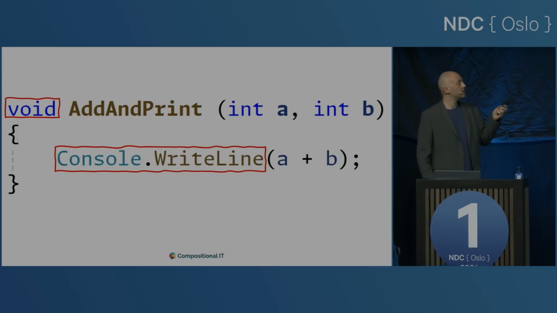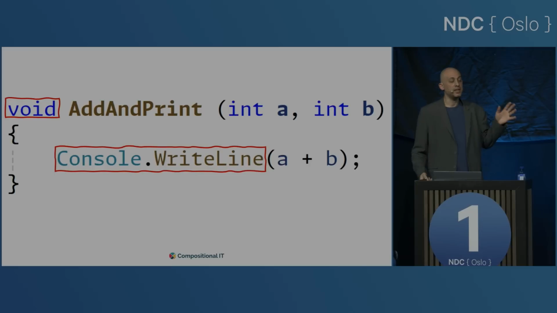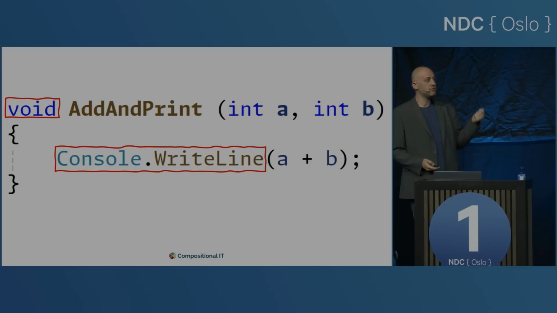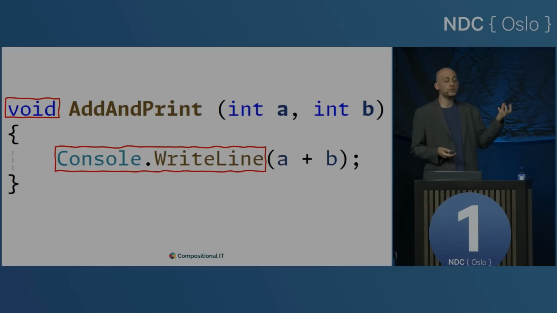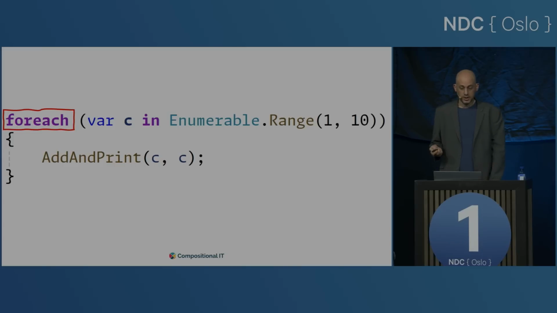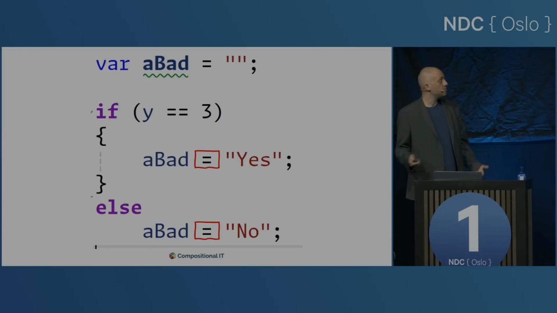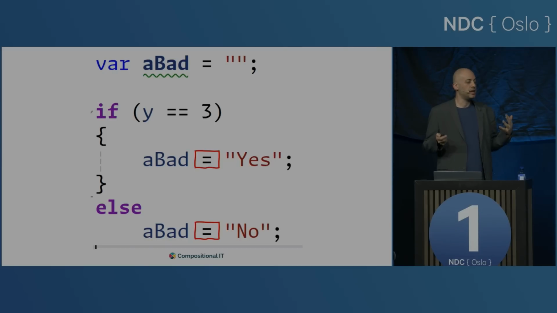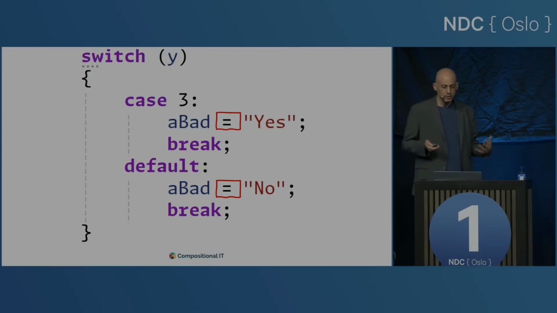So add and print here, that's a statement, in effect, or a procedure. It's returning void. You can't assign it to anything. Console write line is also really a statement. Can't be assigned. It has no result. For each loops, switch case statements, if statements, they're all statements. They have no result. Why am I sort of making a point about these two things?